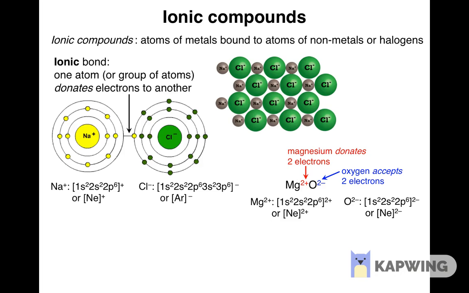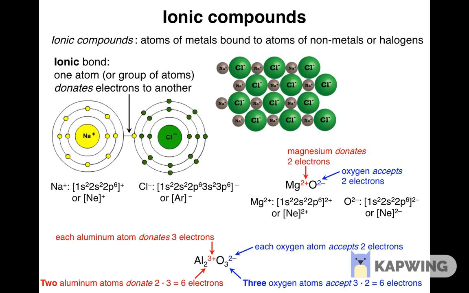Now consider the case of aluminum oxide, a compound that consists of aluminum cations and oxygen anions. Aluminum always donates 3 electrons and forms cations with charge 3+, aluminum 3+, and oxygen always accepts 2 electrons and forms anions with charge 2-. Therefore, an aluminum atom donates 1.5 times as many electrons as an oxygen atom can accept.